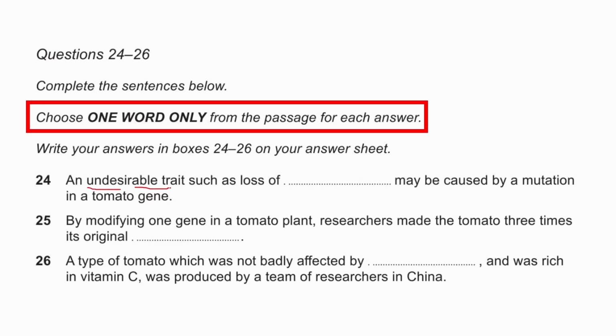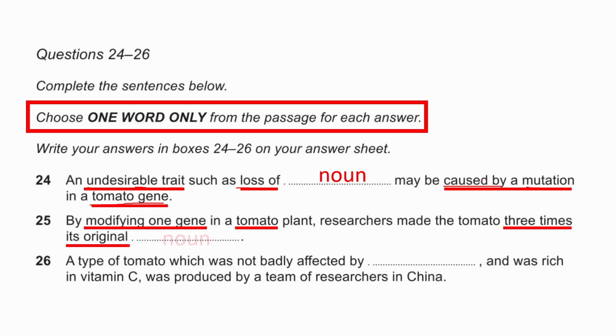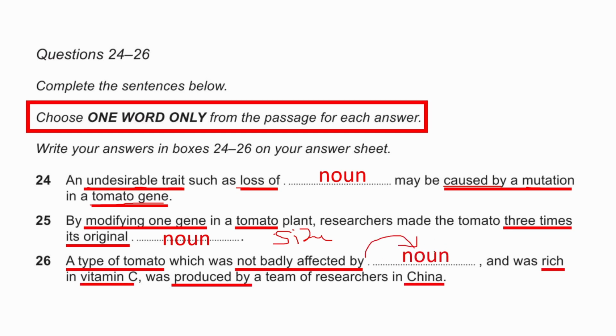24, undesirable trait, loss of, caused by mutation, and tomato gene. So we're looking for loss of something, so it must be a noun. 25, modifying one gene, tomato, 3 times its original something, so it's a noun. Even before reading, we can guess the answer. It's probably size. And the last one, a type of tomato, not badly affected by, rich in vitamin C, produced by, and China. So affected by something, again, we're looking for a noun.